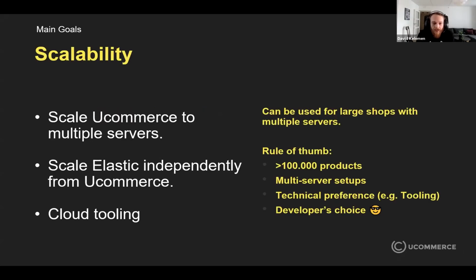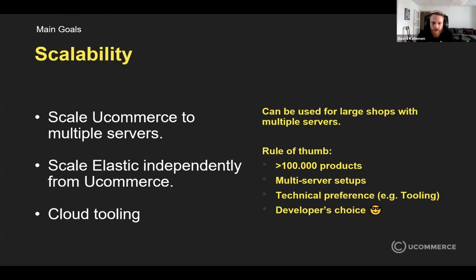The first and probably the main driving force behind this integration was scalability. As Sarah mentioned before, with the Lucene provider, those who run on multiple Ucommerce servers or multiple website servers are not really being tooled correctly. It's not really going to work out with the Lucene provider. So we knew we needed an alternative, and Elasticsearch is that alternative.